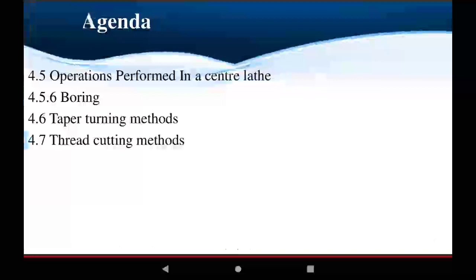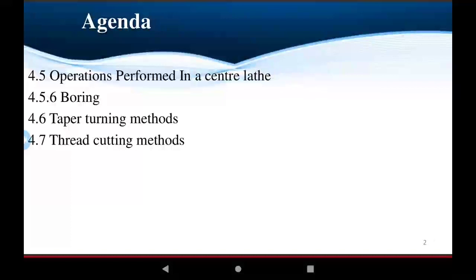the most important topics: operations performed on a center lathe machine, boring machines, taper turning methods and thread cutting methods. These are manufacturing operations performed with the help of the lathe machine. Lathe machine operations are performed on the center lathe and boring machine.